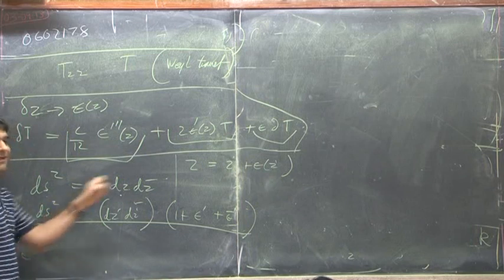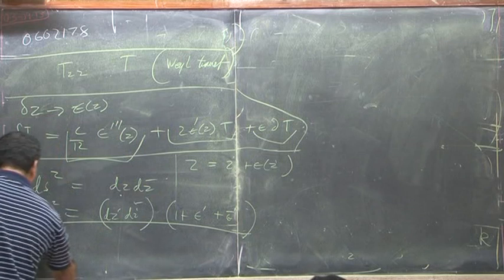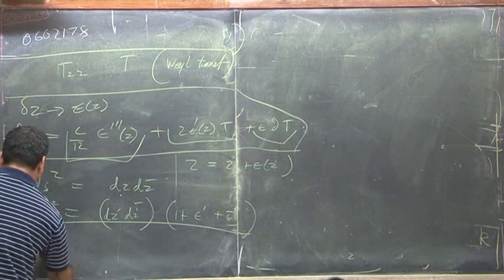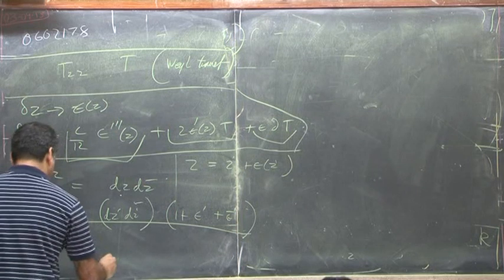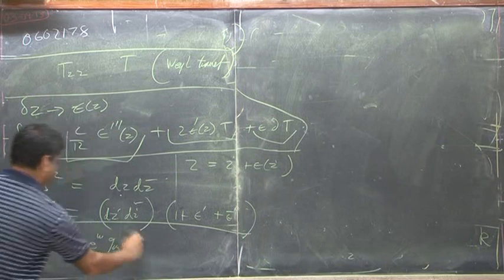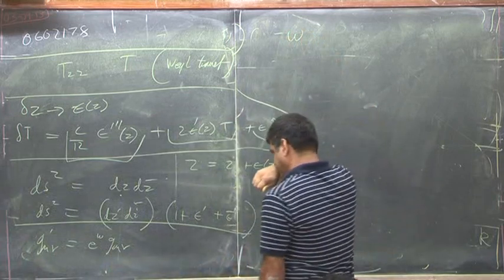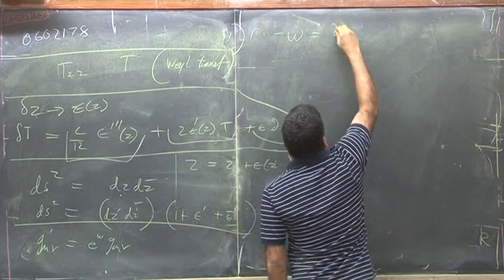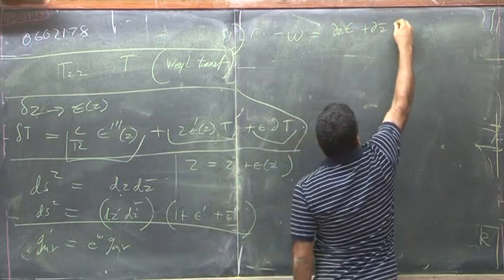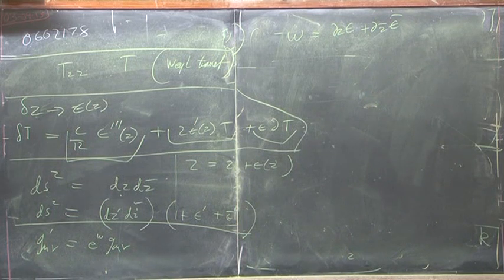So, the Weyl factor with which the metric transforms. So we have g prime mu nu is equal to e to the power W g mu nu, where W is equal to del z epsilon plus del z bar epsilon bar. Everything is infinitesimal, everything is small.